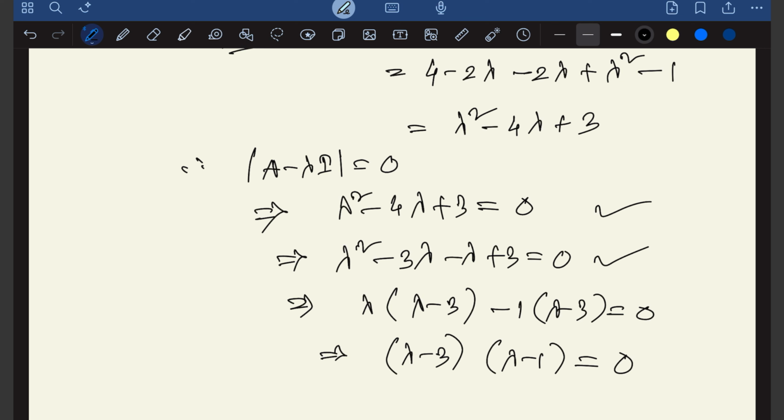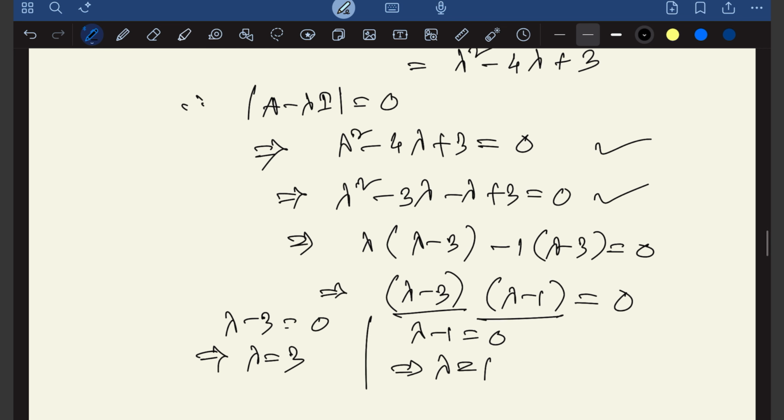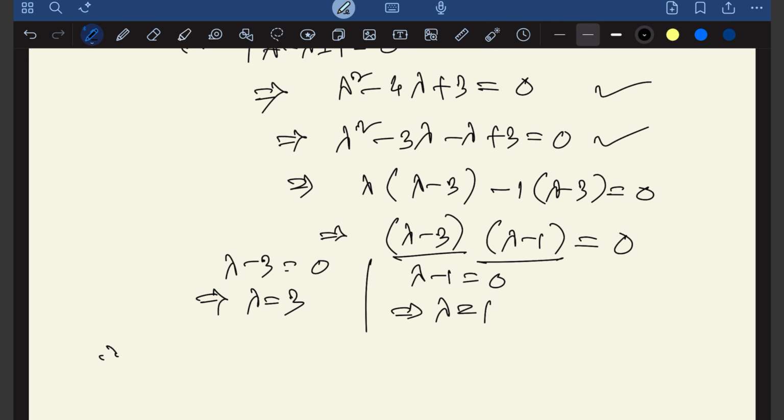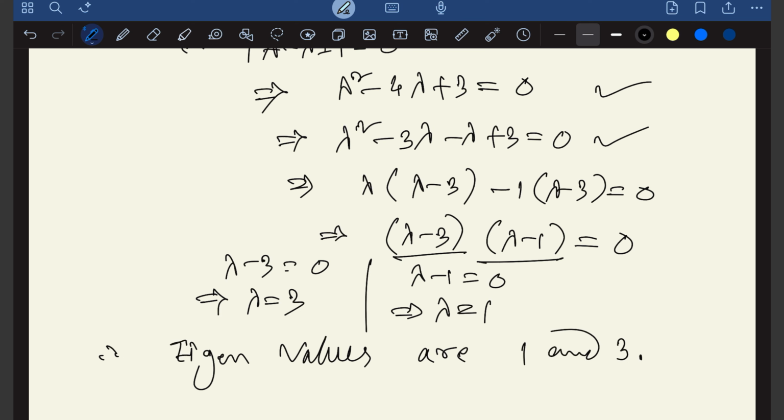What is the meaning of this? Either this is equal to 0 or this is equal to 0. If lambda minus 3 equal to 0, it gives lambda equal to 3, and if lambda minus 1 equal to 0, then it gives lambda equal to 1. So I got the eigenvalues as 1 and 3.